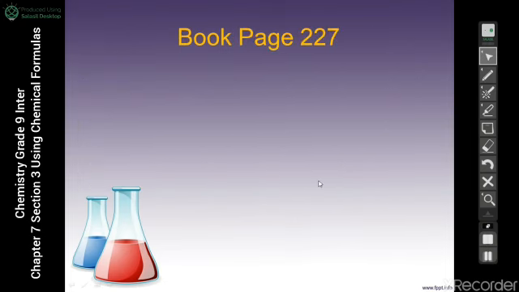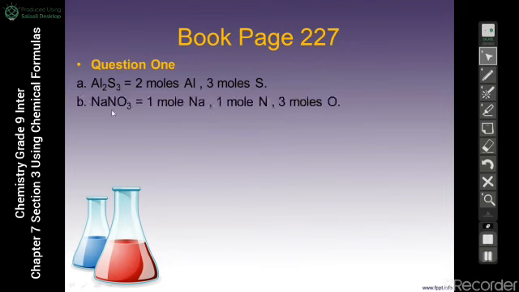We have another practice in your books, page 227. Question 1. How many moles of atoms of each element are there in 1 mole of the following compounds? The second one, aluminum sulfide, Al2S3. We have 2 moles of atoms of aluminum and 3 moles of atoms of sulfur. The next one, sodium nitrate. We have 1 mole of atoms of sodium, 1 mole of atoms of nitrogen, 3 moles of atoms of oxygen. Barium hydroxide, we have 1 mole of atoms of barium, 2 moles of atoms of oxygen, 2 moles of atoms of hydrogen.